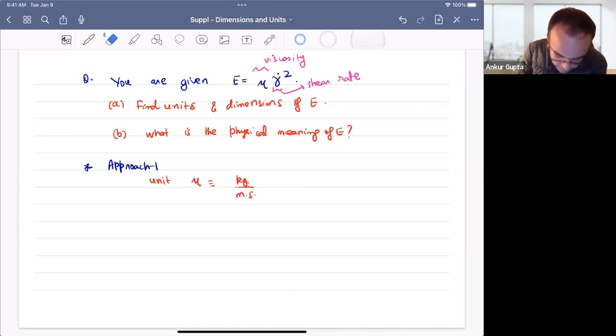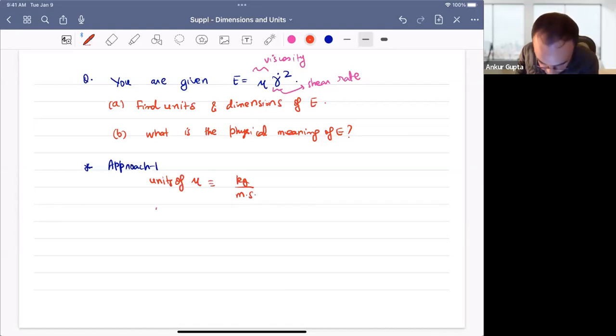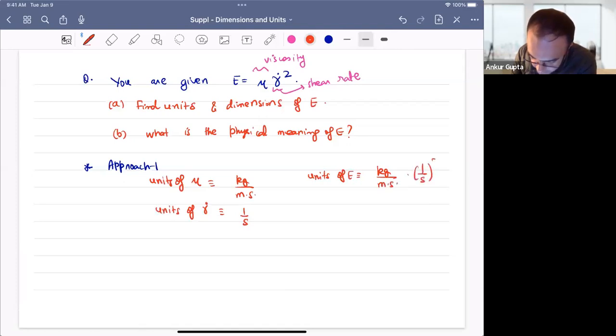So units of mu are kilogram per meter second, and units of gamma dot are second inverse or 1 by second. You can say 1 by second or second inverse, either is fine. And so units of E would be kg per meter second times 1 by second square. This comes from the mu part, and this comes from the gamma dot square part.